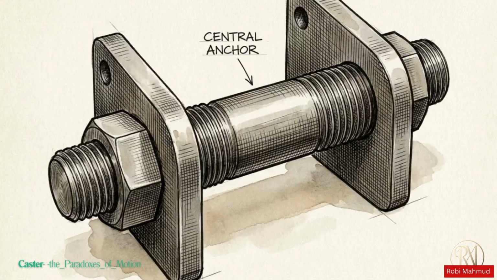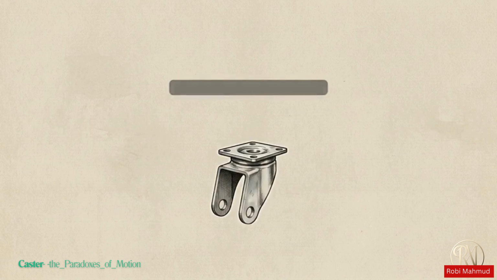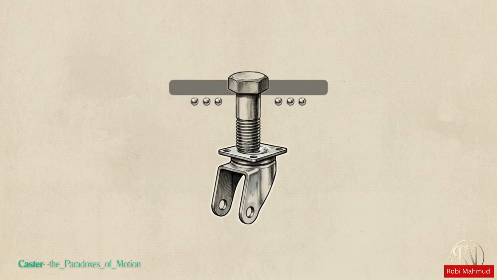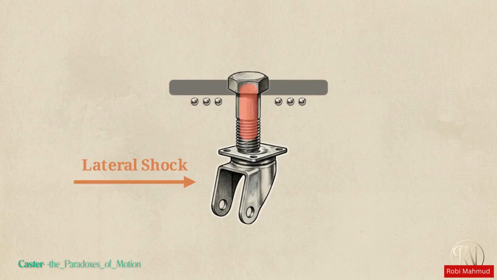buckle. To allow these heavy loads to steer, industrial casters often rely on a thick central bolt called a kingpin to hold the swivel mechanism together. This cross-section shows the bolt's fatal flaw. Under lateral shock, it concentrates kinetic energy and fails.